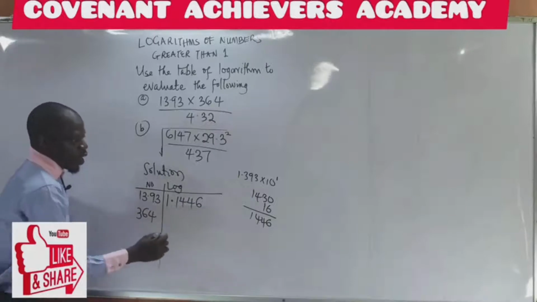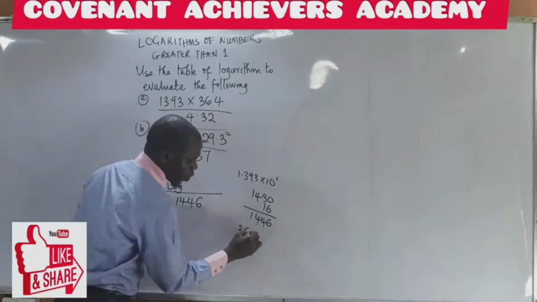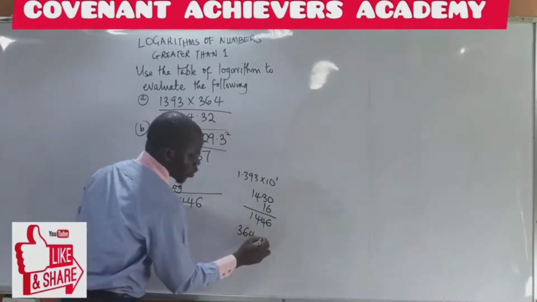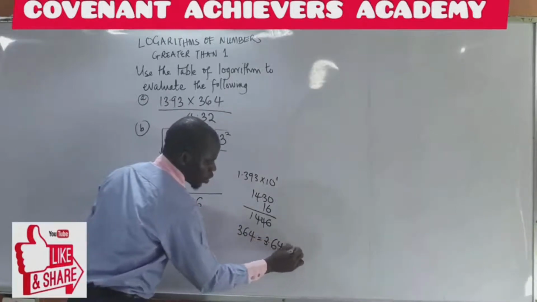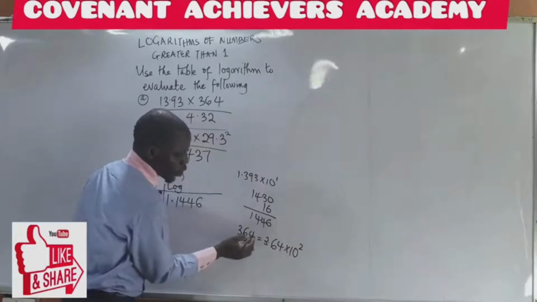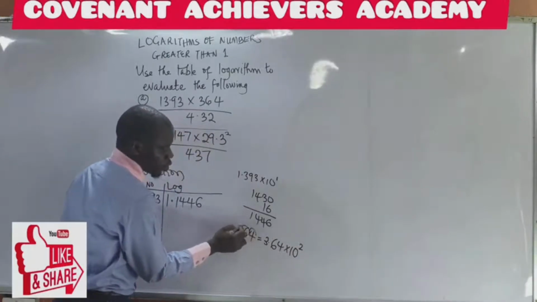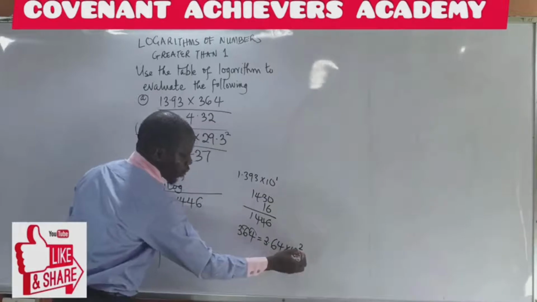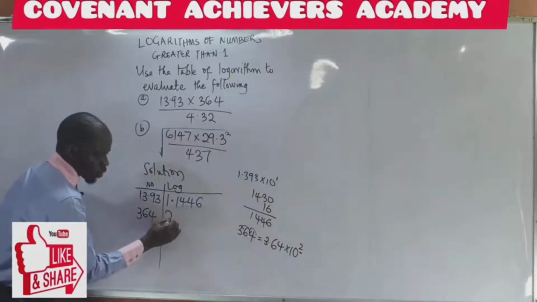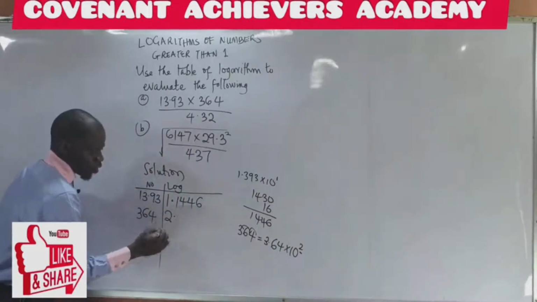364. Now, when you express 364 in standard form, it's going to give us 3.64 times 10 raised to power 2, because you are going to move your decimal point twice, 1, 2. So 3.64 times 10 raised to power 2. Now, this 2 that you have in here is going to be your characteristic here. Then you have your decimal point.